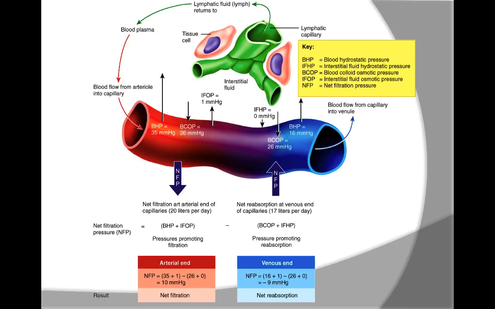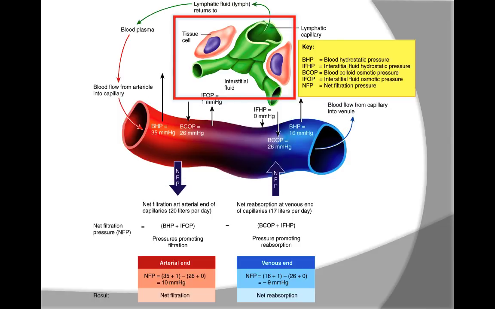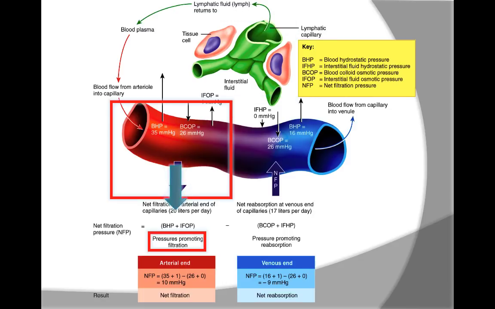To orient you in this diagram, we have a close-up view of a blood capillary with blood flowing from left to right, as illustrated by this arrow. We also have a lymph capillary up here and some cells from the surrounding tissue. Because this is a pressure-driven system, you can see that on the arterial end of the capillary, all those different pressures listed in the yellow box cause a net filtration out of the blood capillary.